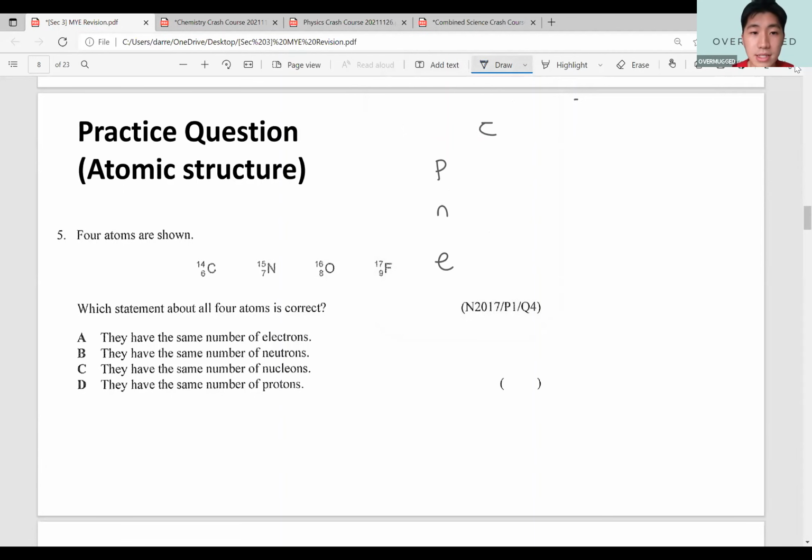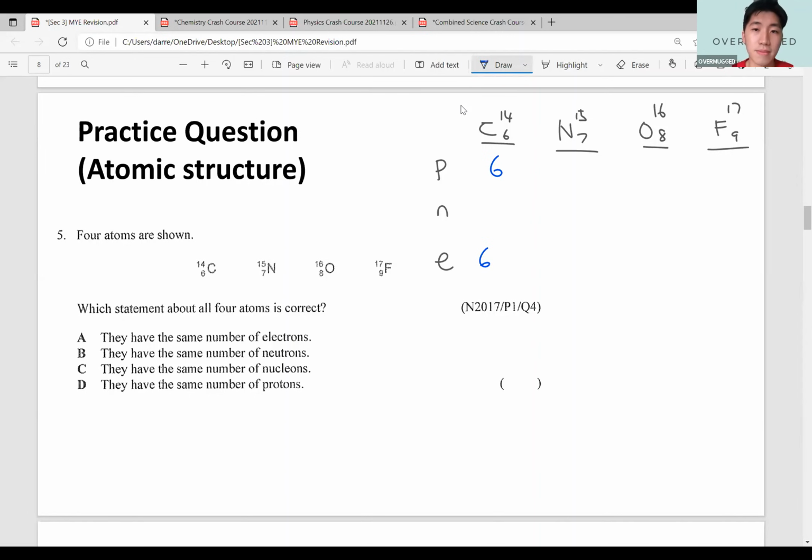So for carbon itself, you just write down 14 and 6. Nitrogen is 15 and 7. Oxygen is 16 and 8. And F is 17 and 9. So I just write it out in this table format, all right? But what's important is I would try to write down the exact number of protons, neutrons, and electrons. For carbon itself, we see this 6 at the bottom. That tells me there's 6 protons and 6 electrons.